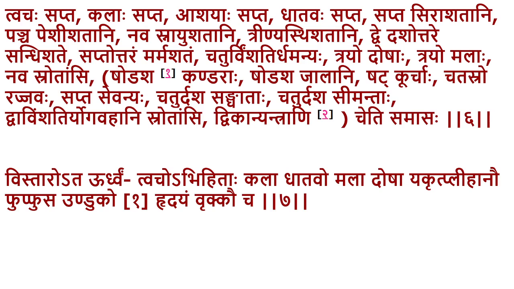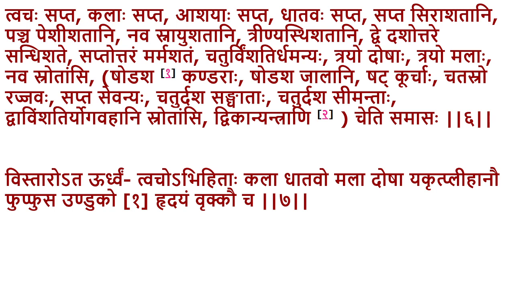Tatra Tvacah Sapta, Kalah Sapta: the seven kalas and the seven layers of the tvak we have discussed already, in the previous chapter. Further, Ashayah Sapta, the ashayas are seven. Dhatavah Sapta, the dhatus are seven.